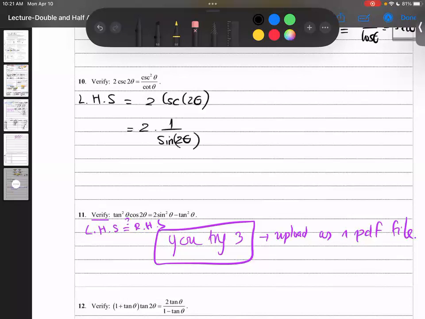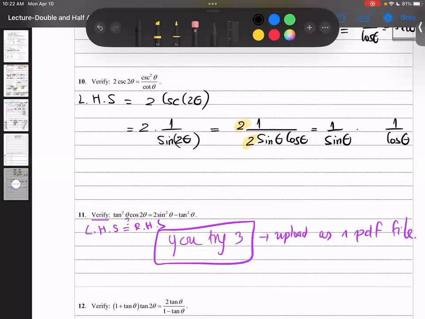So 1 over sine of 2 theta. Double angle formula. Sine of 2 theta is 2 sine theta cosine theta. What's left is 1 over sine theta. Can I write it like this? Is that okay? Leave a little space. What's left over is 1 over sine theta cosine theta. But I'm going to split it into 1 over sine theta times 1 over cosine theta. Is that okay?